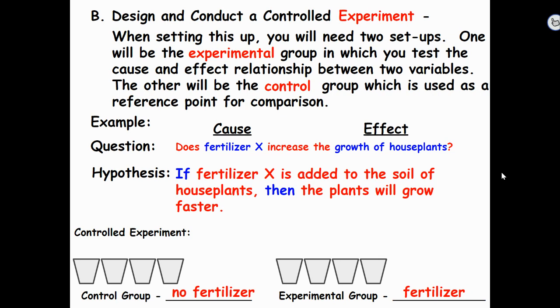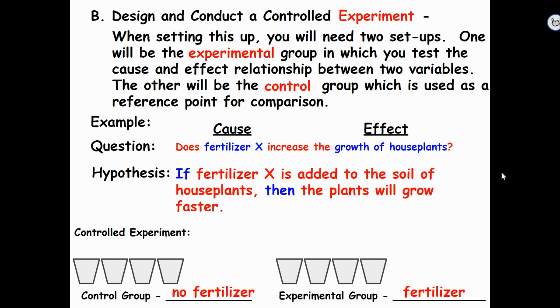If the group on the right grows more, then we know our hypothesis was correct. However, on the other side, if the group on the left grows more, that might mean that our fertilizer inhibited the growth of the plants. That's something else we can look at too, right?